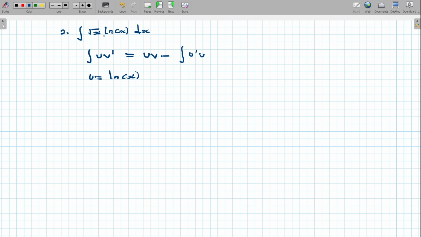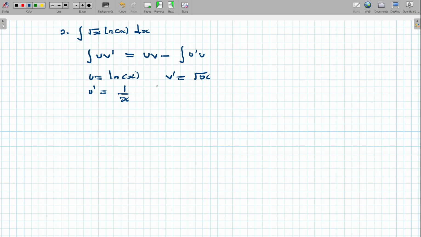And then here we say u is going to be equal to ln of x, or natural log of x, and then v prime is going to be equal to root of x. And then here, our u prime is going to be equal to, well, what is the derivative of natural log of x? Well, it's basically 1 divided by x.